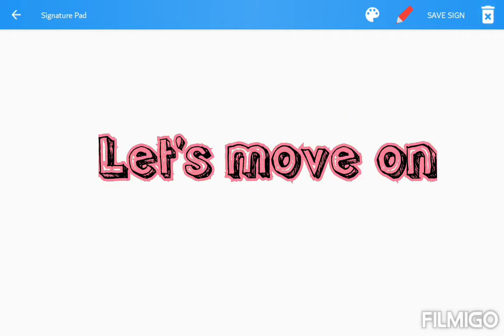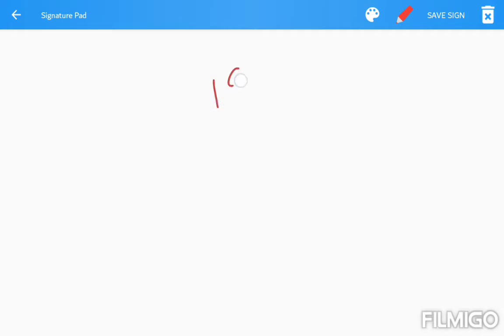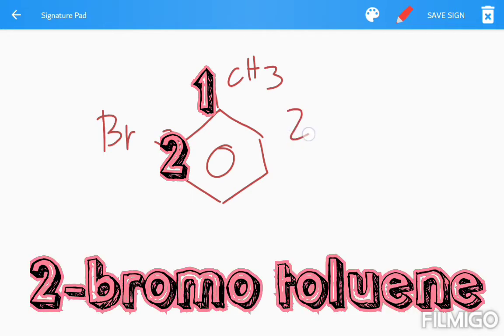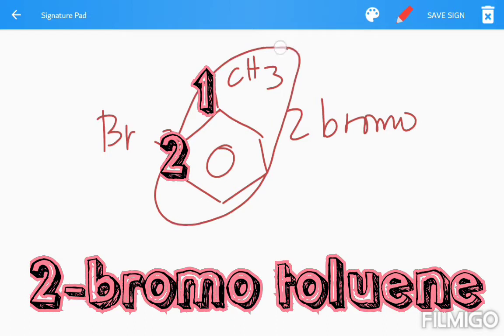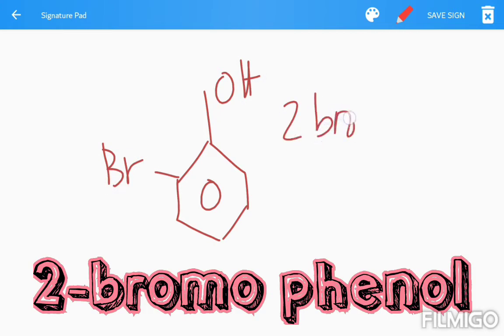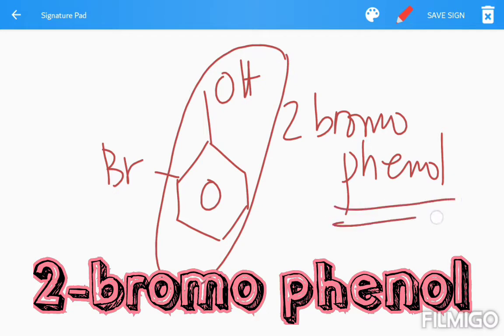Okay, let's move on. For example, I have a CH3 attached to a benzene ring with a bromo in position number 2. So it will give me 2-bromo, and the common name for this CH3 and the benzene ring will be toluene, as what we have discussed earlier. Okay, for example, I have a benzene ring with an OH and I have a bromo, so it will be 2-bromophenol, because OH and benzene ring will give me a phenol name.